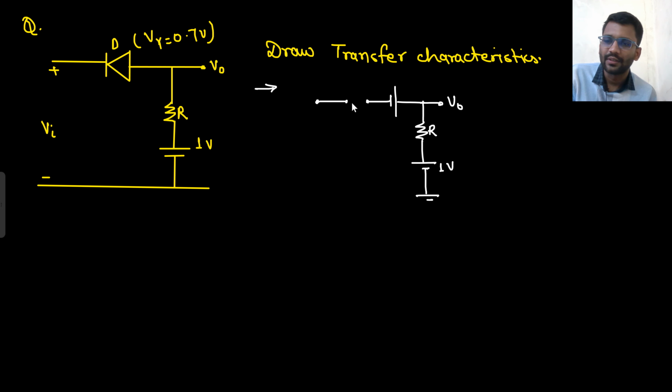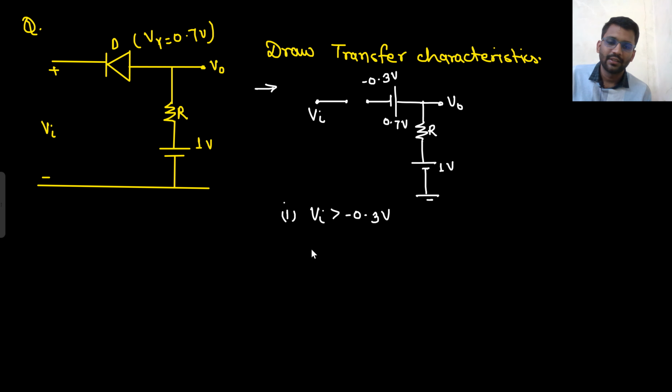This is your V naught and this is your V in. This battery I am taking out of the diode, that is 0.7 volt. So tell me what will be the potential here? 1 minus 0.7, that means it will be minus 0.3 volt. Okay, so first thing we will take, when V in is greater than minus 0.3 volt, that means your diode will be off, right? Because N side is having more potential.